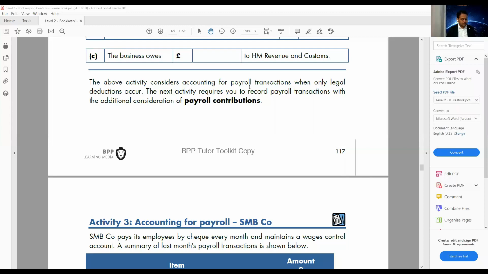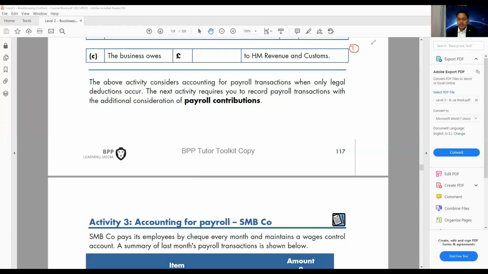So let's have a look at our calculation and the journal once again. All you need to do is remember some journals. The first one, I'm going to write it down here, is the wages expense account.